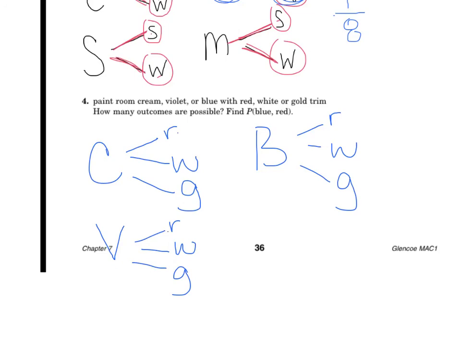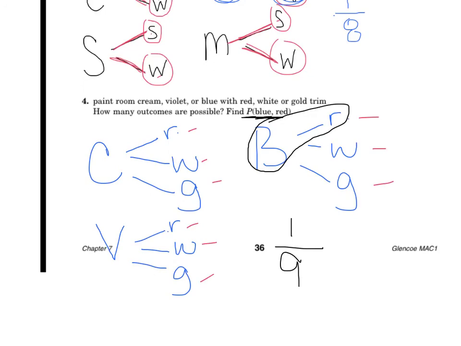Notice my pattern. I did the same thing over and over again. How many outcomes are possible? 1, 2, 3, 4, 5, 6, 7, 8, 9. And then it says, what's the probability of getting a blue room with red trim? That's right here. So there's 1, the probability is 1/9. The end.